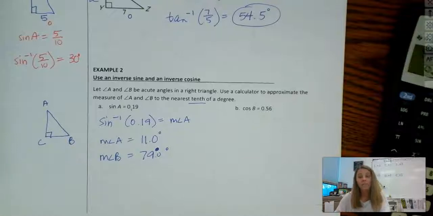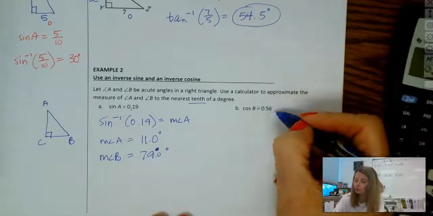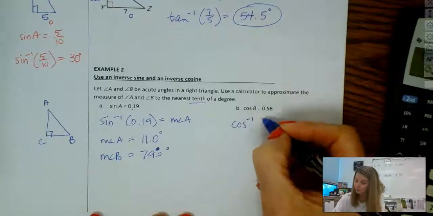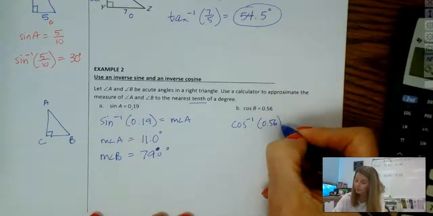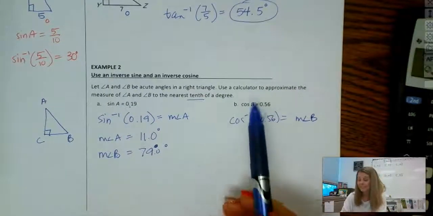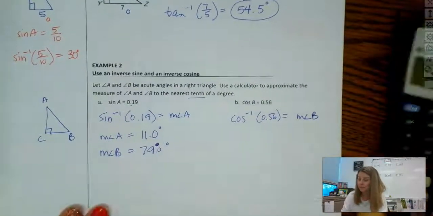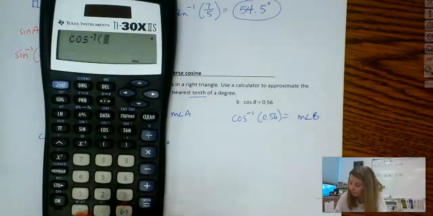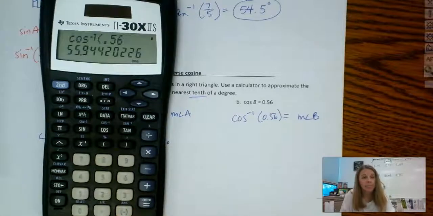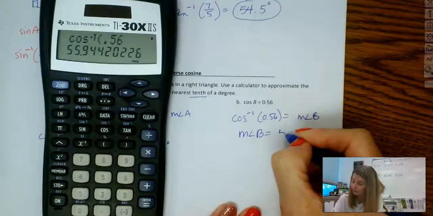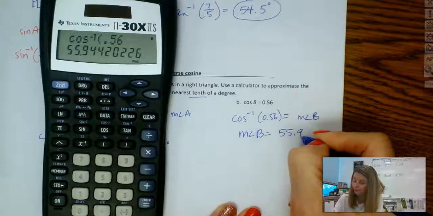Okay, cosine of B. So the cosine of B is 0.56. So if I do the inverse cosine of 0.56, that will give me the measure of angle B, since it's designated with B. So inverse cosine of 0.56 is 55.9. So that's the measure of angle B. So the measure of angle B is 55.9 degrees.